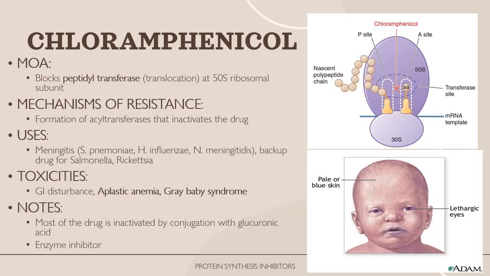Now let us discuss your chloramphenicol. Okay, now we are discussing the agents that act on the 50S ribosomal subunit of your bacteria. The first agent is chloramphenicol. Chloramphenicol specifically blocks the peptidyl transferase at the 50S ribosomal subunit, preventing translocation. So for the mechanism of resistance, some bacteria develop acyl transferases that can inactivate the drug.